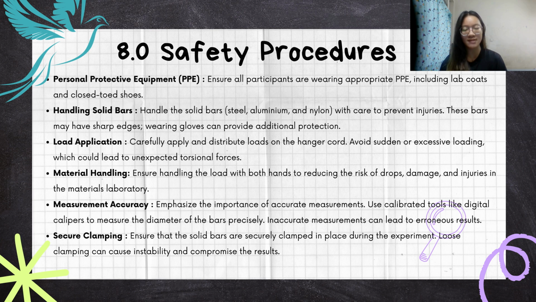Moreover, to avoid sudden or excessive loading which could lead to unexpected torsional force, apply and distribute load on the hanger cord carefully. Besides, handling the load with both hands is very important to reduce the risk of drop, damage, and injuries. Furthermore, use calibrated tools like digital calipers to measure the diameter of the bars to get more accurate measurements. Last but not least, ensure the solid bars are securely clamped in place as loose clamping will cause instability and compromise the result.